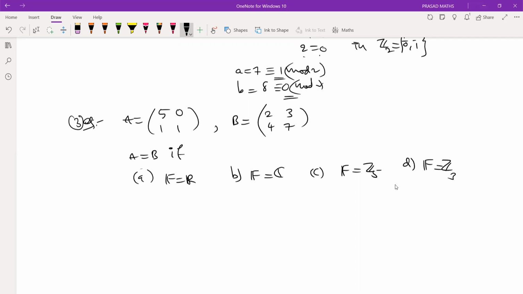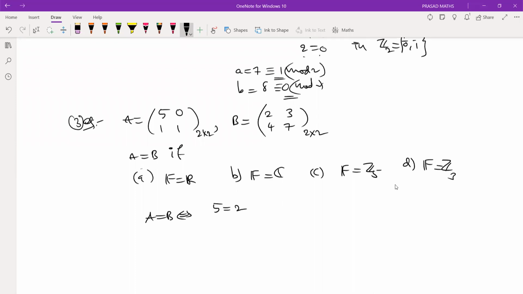So when we say that A equals B, clearly the dimensions are the same, the orders are the same. In order to say that A and B are equal, we need to check that the orders are the same and the corresponding entries are the same. Here the orders are the same, so it's enough to check whether the corresponding entries are the same or not. Corresponding entries should be the same.